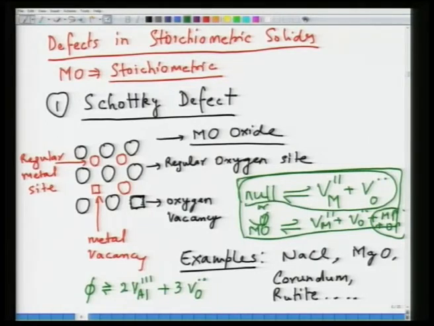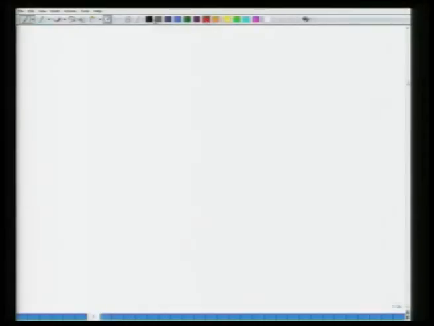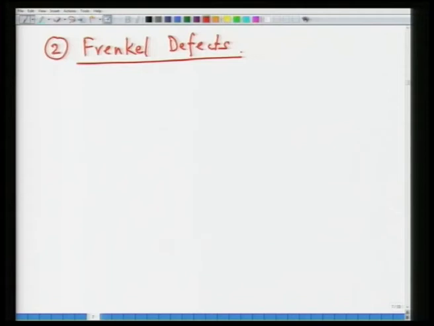Now, we will look at another important defect which is present in stoichiometric materials. The second one is Frenkel disorder, Frenkel defect or Frenkel disorder. Now, these Frenkel disorders are defects where a particular ion goes missing from its site, but it does not leave the solid, it is present inside the solid in an interstitial site.